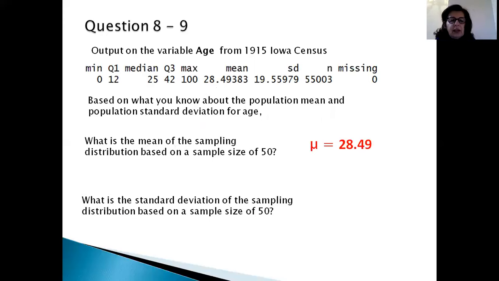What is the standard deviation of the sampling distribution based on a sample size of 50? As we know, it is also called standard error. The standard deviation of the sampling distribution is also called the standard error of the sample mean. It is calculated by dividing the population standard deviation by the square root of the sample size. In this case, 19.56 divided by the square root of 50, which gives us 2.77.